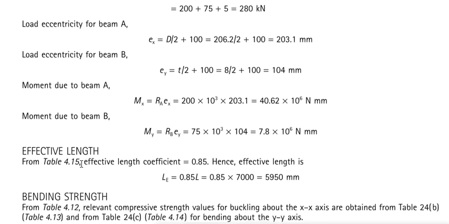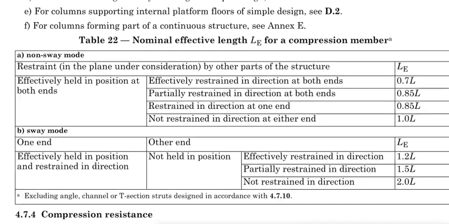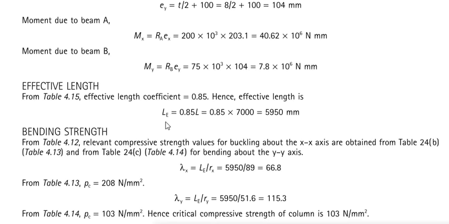As I said, depending on the end conditions, we get the effective length coefficient. So we open the code. When we open the code, table 22 of the code, given the end conditions that were given, effectively held in position at both ends and restrained in direction at one end for non-sway mode, we get our coefficient, that's 0.85. So we move back to our computation. So we have our effective length with the length of column given.